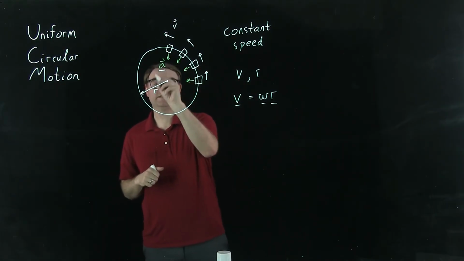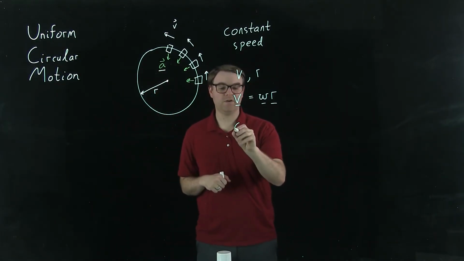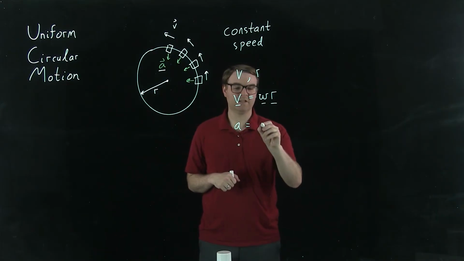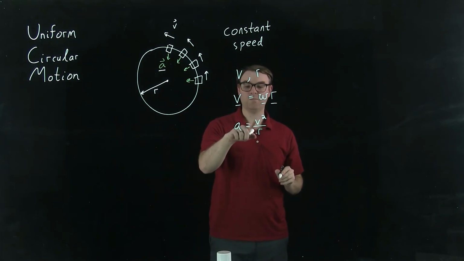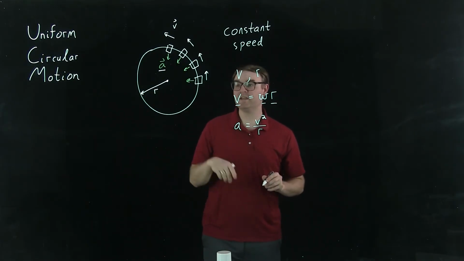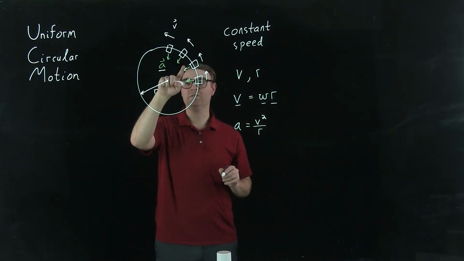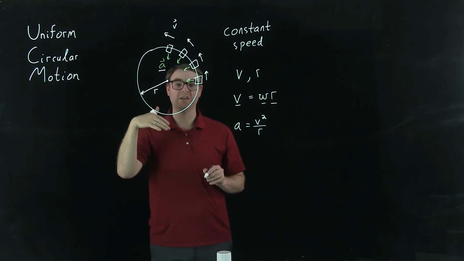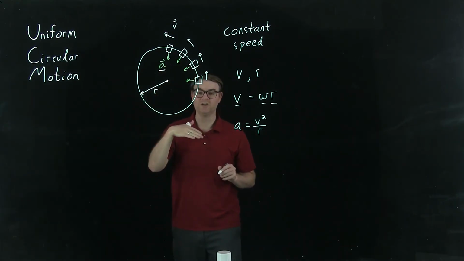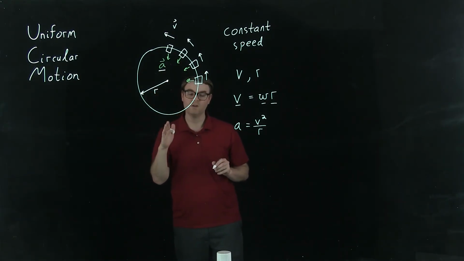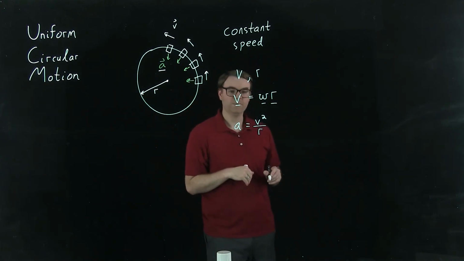Furthermore, this centripetal acceleration is going to follow what we already know about centripetal acceleration, which is that it looks like v squared divided by r. Again, both of these things are constant, which means the magnitude of the acceleration vector doesn't change, even though the direction changes, so that it's always perpendicular to the surface of the circle.